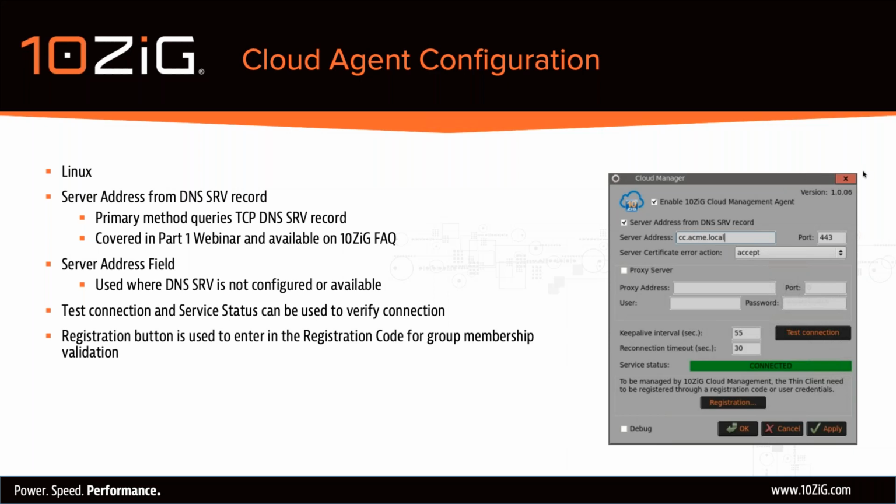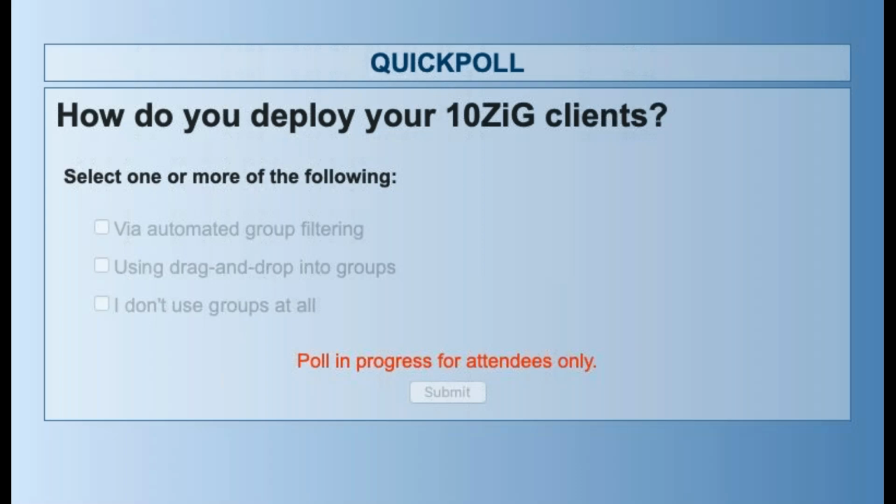Now I'm going to put our first poll question up here. Curious to know how you folks are deploying your Tenzing clients. Are you using automated group filtering? Are you using drag and drop filtering? Or are you not using groups at all? Maybe you are simply using your clients all in one big lump sum and you are not including those into grouping at all.